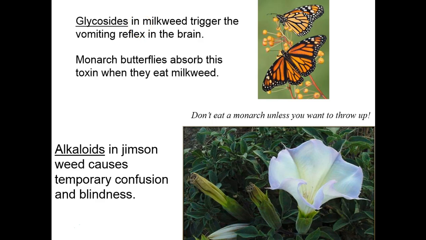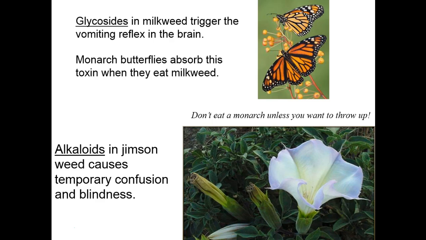Milkweed triggers a vomiting reflex in the brain. There are some insects, such as the monarch, that can eat this toxin, and so if any animal tries to eat a monarch, you're going to throw up, and then you'll never eat another monarch, most likely.